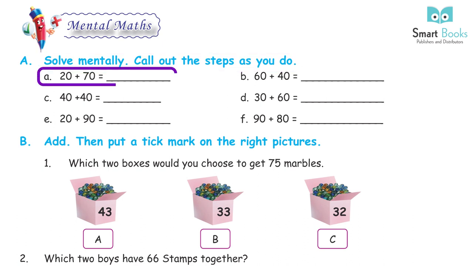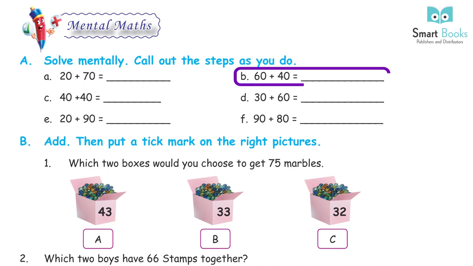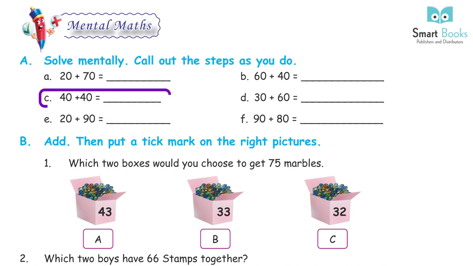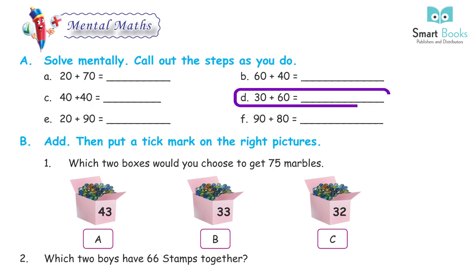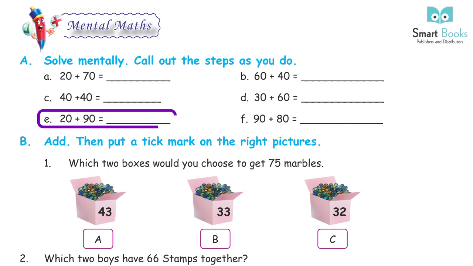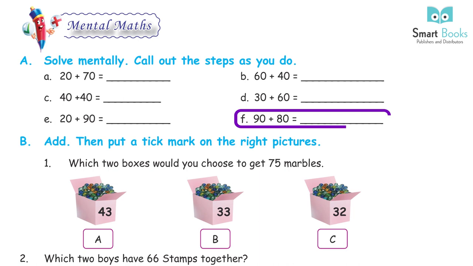A. 20 plus 70 is equal to 90. B. 60 plus 40 is equal to 100. C. 40 plus 40 is equal to 80. D. 30 plus 60 is equal to 90. E. 20 plus 90 is equal to 110. F. 90 plus 80 is equal to 170.